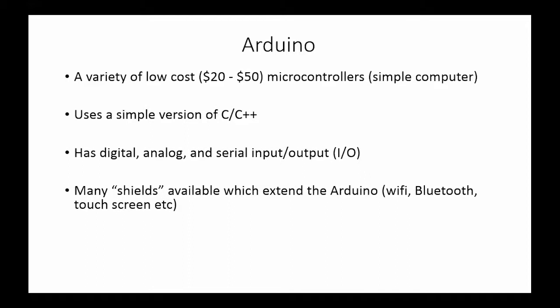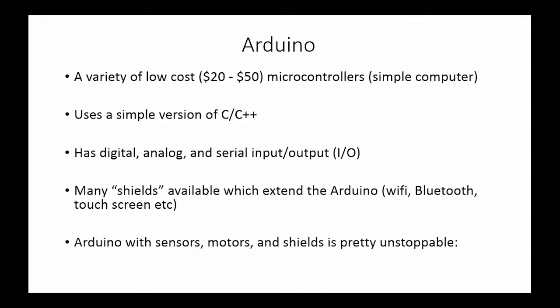And also available for Arduino are these shields, which extend the abilities of the Arduino. So there's Wi-Fi shields available, Bluetooth, touchscreen shields, all this stuff that basically allow your Arduino to do all these cool things. Like you can have it have a Wi-Fi connection, or Bluetooth, or touchscreen, or accelerometers, or whatever, basically whatever you want, there's something available. And if you can design the right system, basically the sky's the limit.